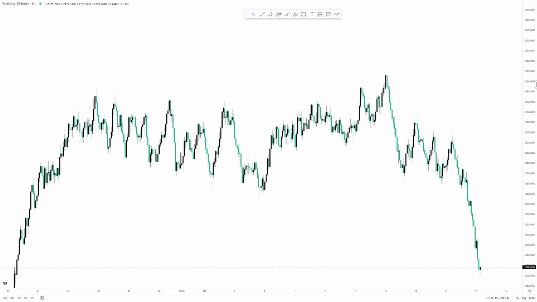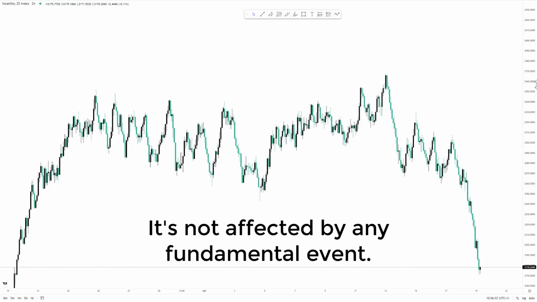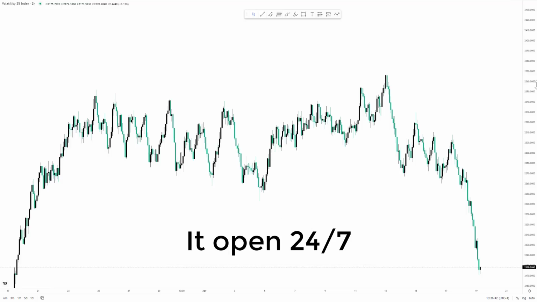One thing I like about synthetic indices is that it's not affected by any fundamental events. News events like NFP and CPI do not affect synthetic indices. And another thing is that it's open 24/7. It runs from Sunday to Sunday and you can actually trade it anytime you want.